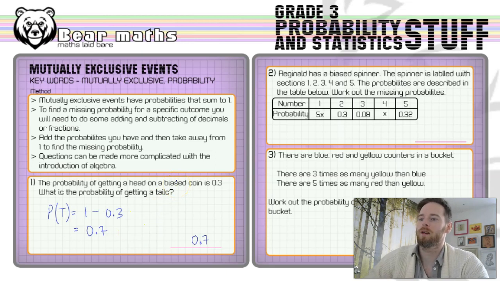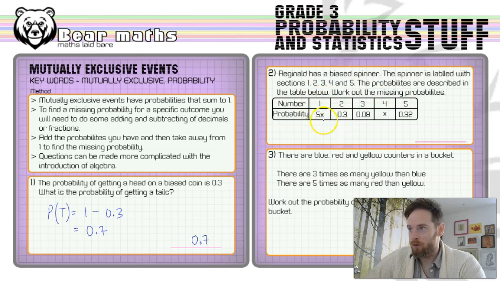Question number 2. Reginald has a biased spinner. Means it lands on one thing more than another. The spinner is labelled with sections 1, 2, 3, 4 and 5. Probabilities described in the table below. Work out the missing probabilities. So these are mutually exclusive events. The spinner cannot spin and land on a 1 and a 2 at the same time. It can only land on one of those numbers. Therefore, they're mutually exclusive events.